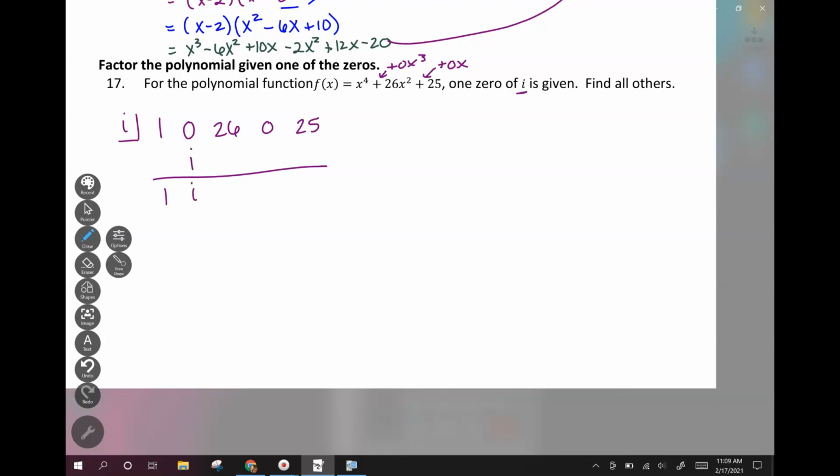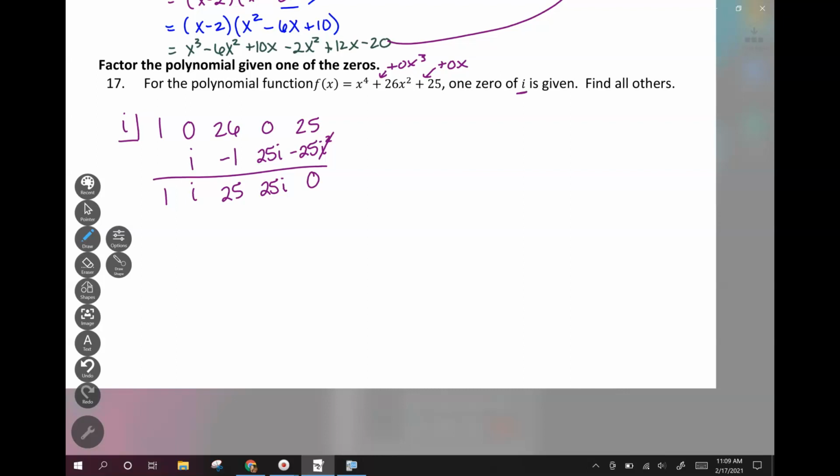Multiply, add, multiply. i times i is i squared. i squared equals -1. i times 25i is 25i squared, and we know i squared is -1, so that's 25 minus 25, which gives us 0. Obviously, if i is a zero of this, we should have a remainder of 0 there.